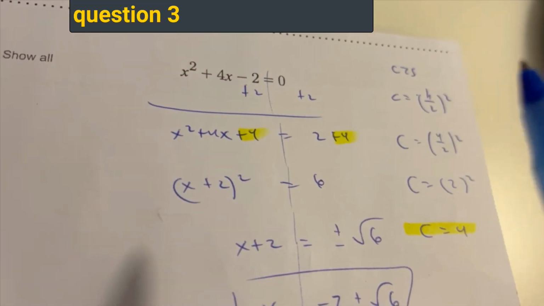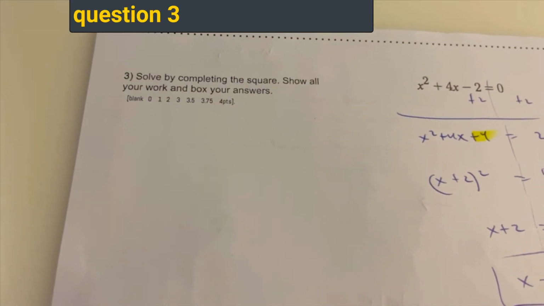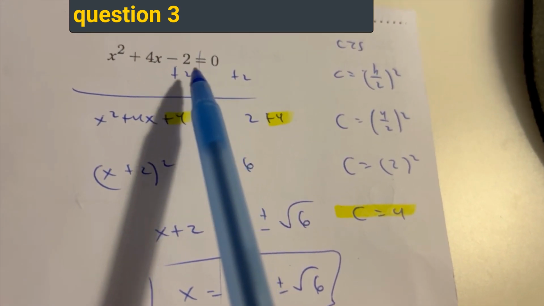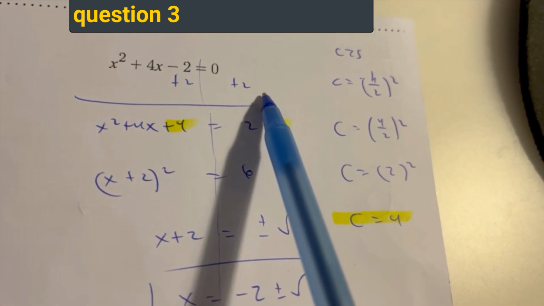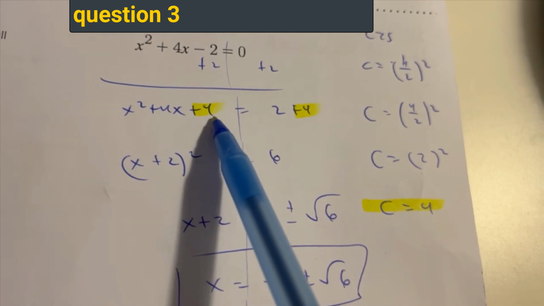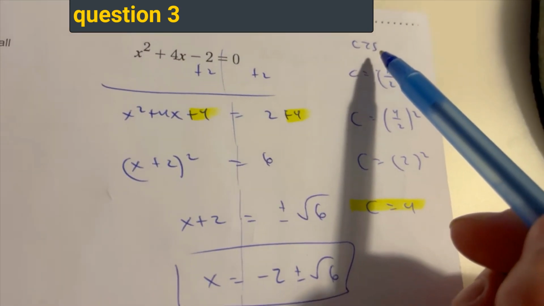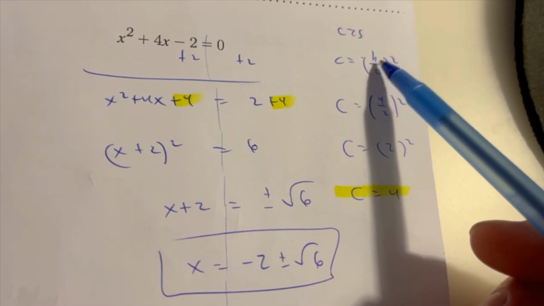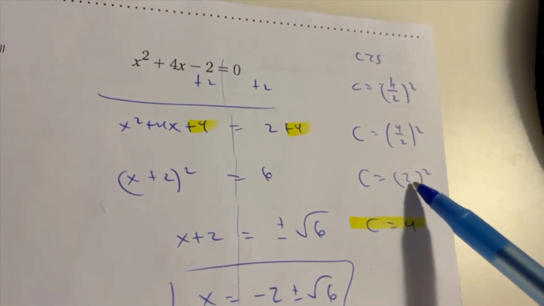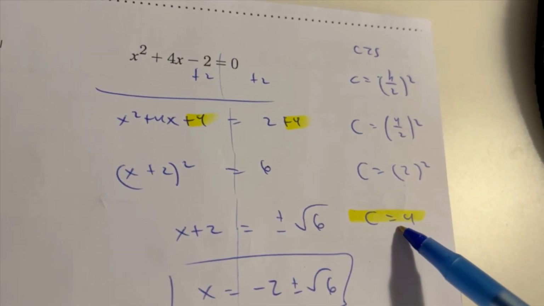All right, let's go over this question right here. Solve the equation by completing the square. Show all your work and box your answers. X squared plus 4x minus 2 equals 0. I'm going to move the c value to the other side. X squared plus 4x equals 2. How did I get the yellow? I'm going to use the formula for completing the square. You're taking your b value, which is in front of your x, which is 4. Half of that is 2. And you square it, you get 4.